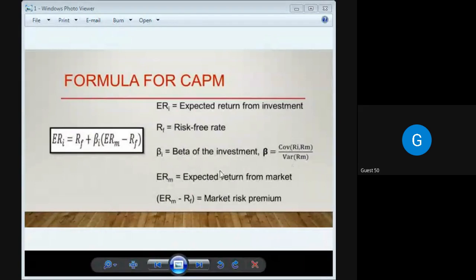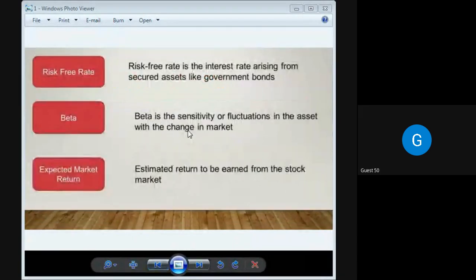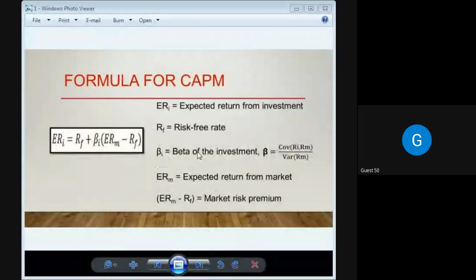You can see from the previous slide that beta is the sensitivity of fluctuation in the asset with a change in the market. So what I'm trying to say is that beta gives you a more realistic picture, because it takes into consideration that fluctuation compared to market fluctuations. How sensitive it is compared to the market. If the market goes up, your investment will go up. If the market goes down, your investment will go down. So it is related to the sensitivity.